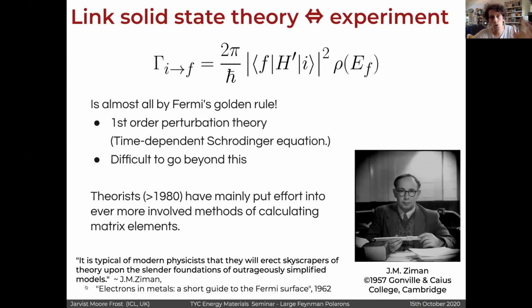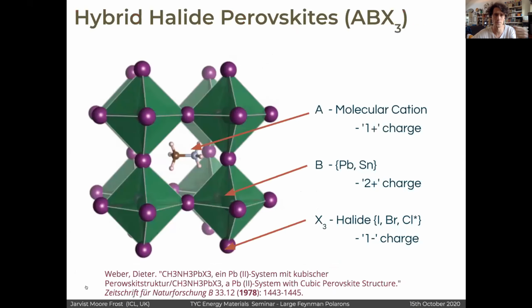But then in terms of what we do with the output from these calculations, if we actually want to link to experiment, we typically just use Fermi's golden rule. This is a first order perturbation theory from solving the time-dependent Schrodinger equation. The reason we do this is that it's quite difficult to do anything more sophisticated, but there are limitations here. What this means is that we're often limited to only being able to model things where this coupling is relatively small, because it's a perturbation theory.